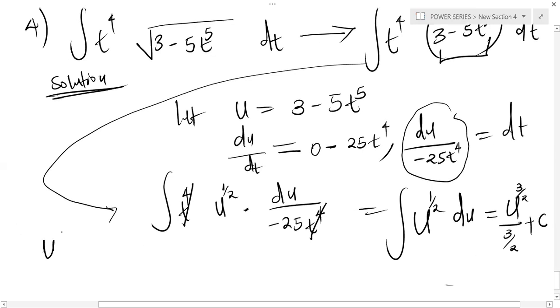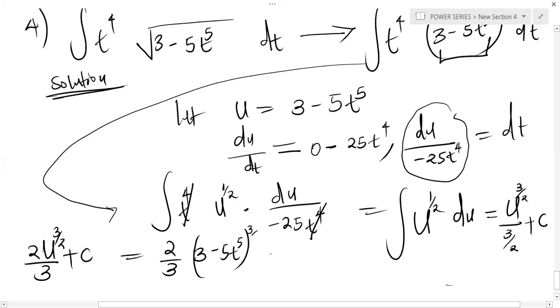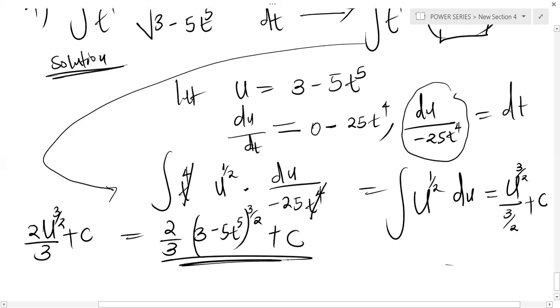U raised to power 3 over 2, divided by 3 over 2 is the same as 2 over 3 plus c. So 2 over 3, my u is 3 minus 5 t raised to power 5, all this raised to power 3 over 2 plus c. And that is my final answer.